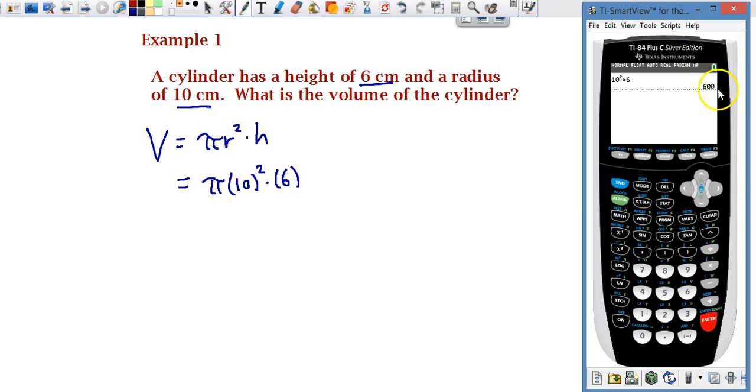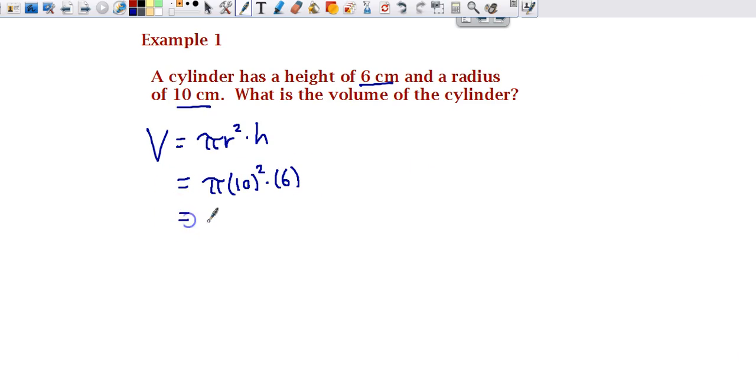That's 600. Just write the pi next to it, rearrange those so that it's 600 pi. And that's going to be cubic centimeters.